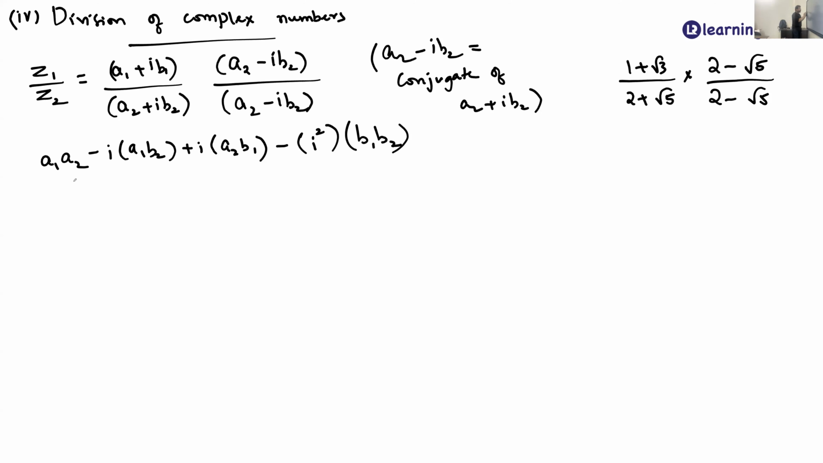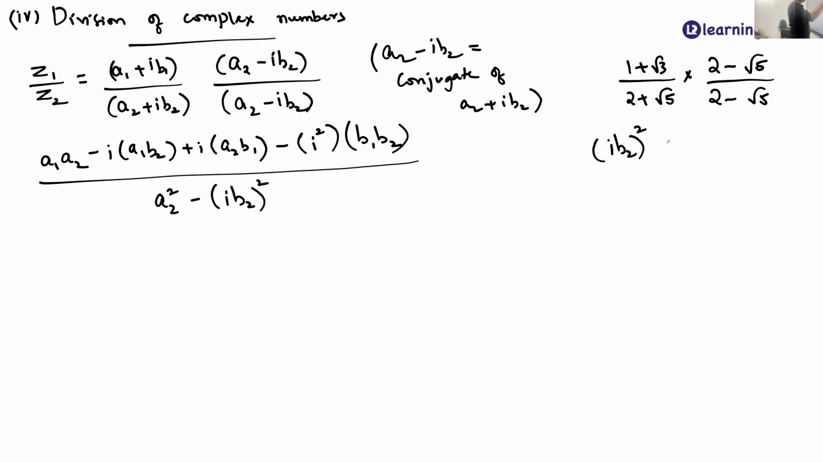The whole divided by, observe what will happen when you multiply a number with its conjugate. Listen to this. It is in the (a plus b) into (a minus b) format. So you will get a2 square minus b2 square, that is, i times b2 the whole square. I times b2 the whole square is equal to i square into b2 square, which is minus b2 square, because i square is minus 1.